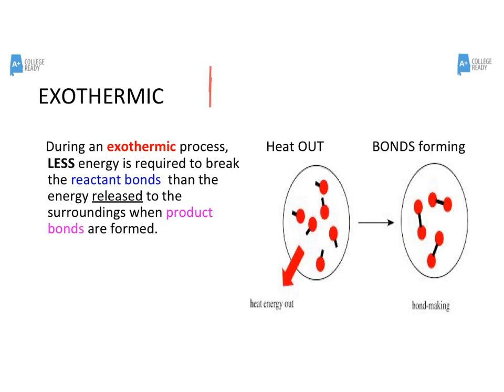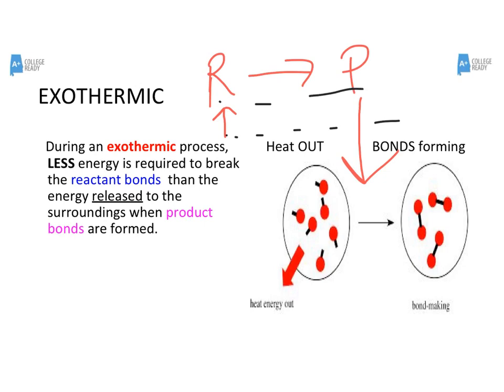So let's think about that. We have reactants moving to products. During an exothermic reaction, less energy goes in to break the reactant bonds than is released when the product bonds are formed. So if we look at the net energy, we have energy going out. Energy came in to break, energy went out when formed, but more energy went out than came in. Exothermic.